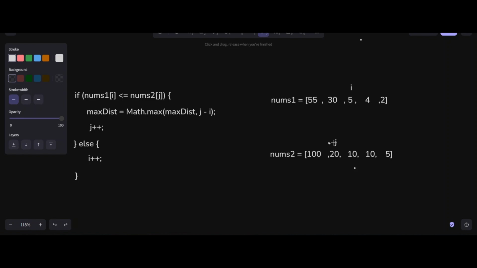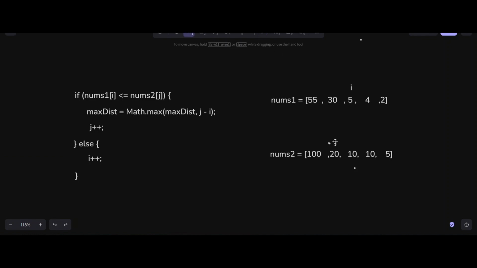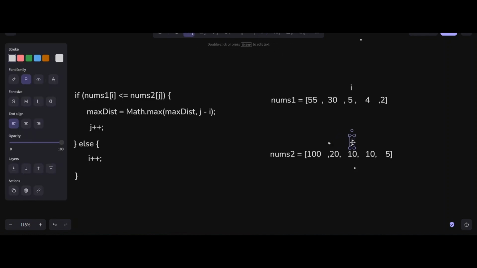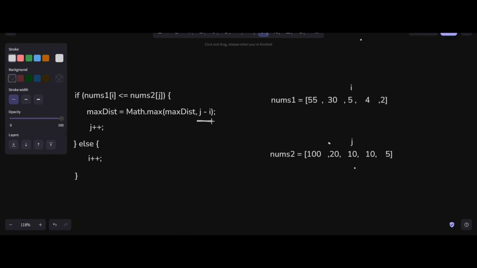Now we need the answer as far as possible. So we'll shift our j here. Is it a valid answer? Yes, it is. Then again, take the difference of them. Now this is a valid answer as well. So distance is zero. It can be updated. Okay.